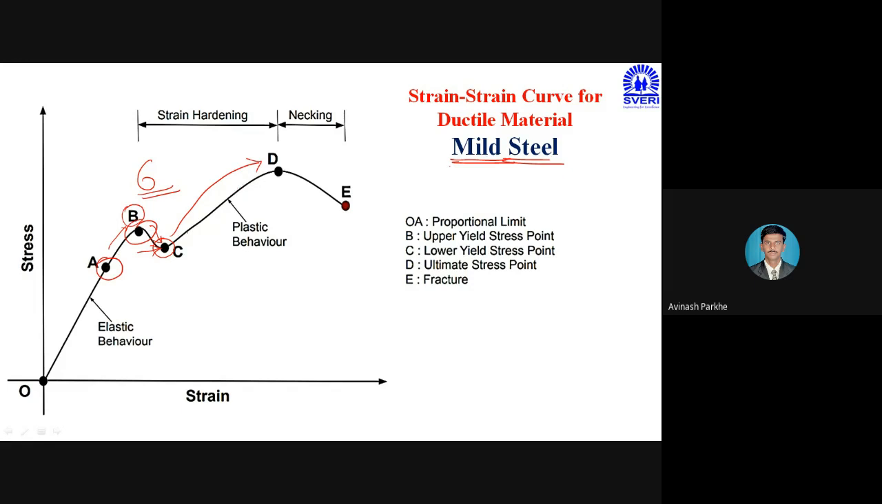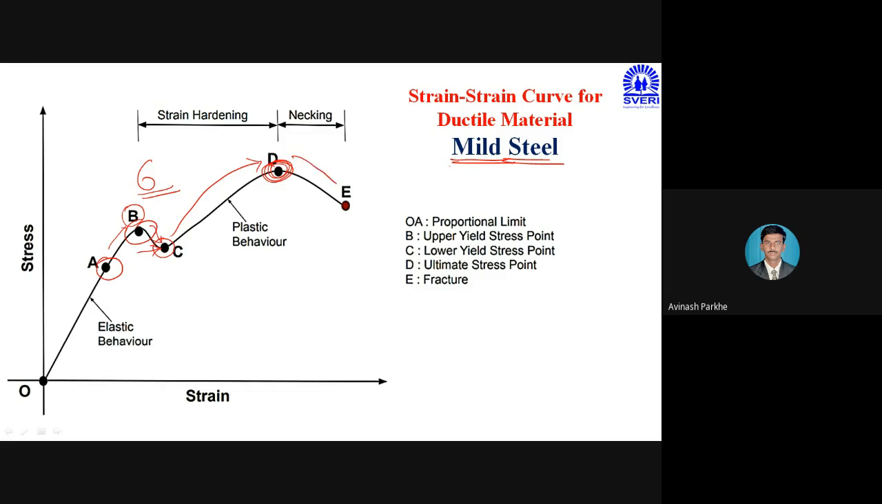In addition to that, in this particular portion CD, what happened? There is a neck formation taking place. Means the cross-sectional area goes on decreasing, the length goes on increasing, and the neck formation will be taking place. And whatever stress is developed at this particular top point is called the ultimate stress point.